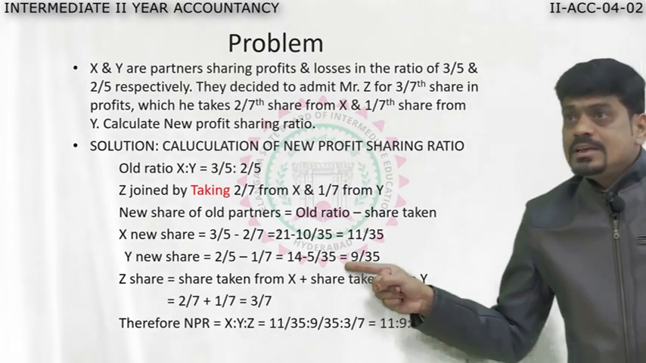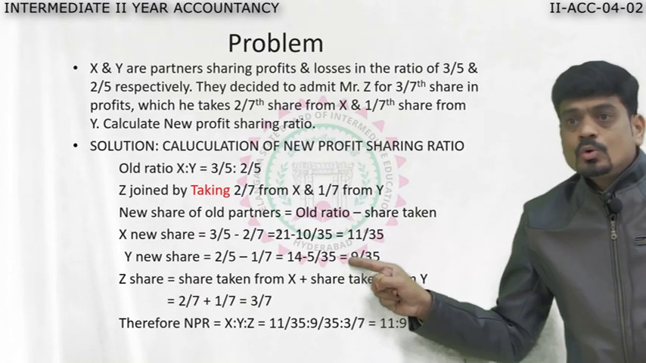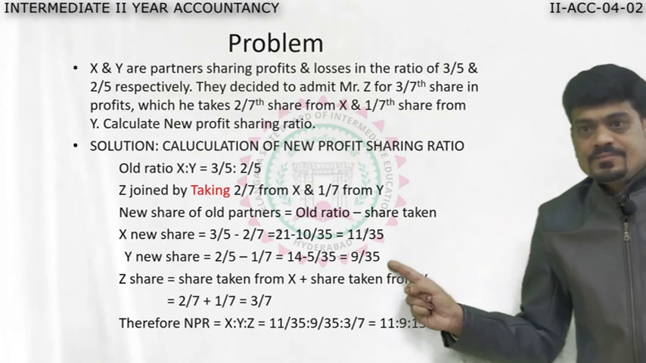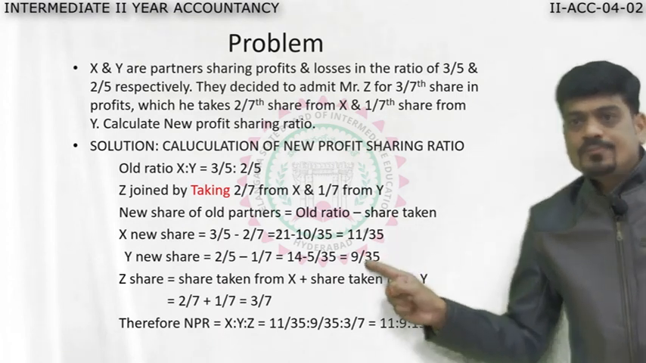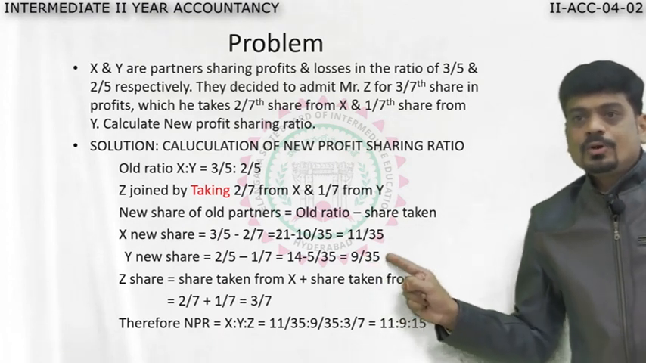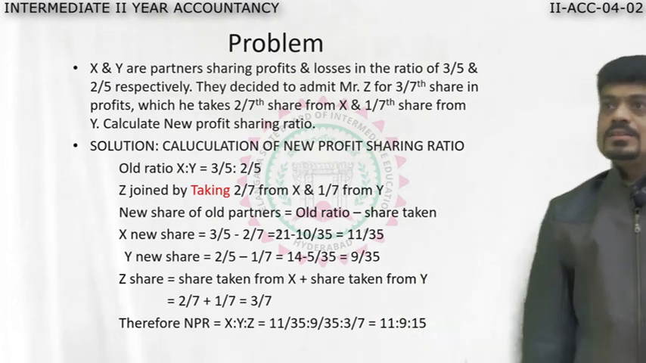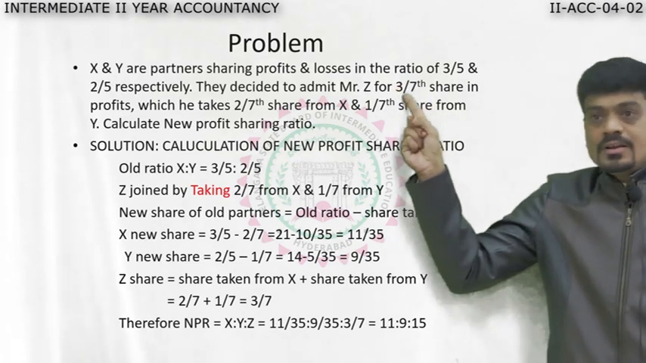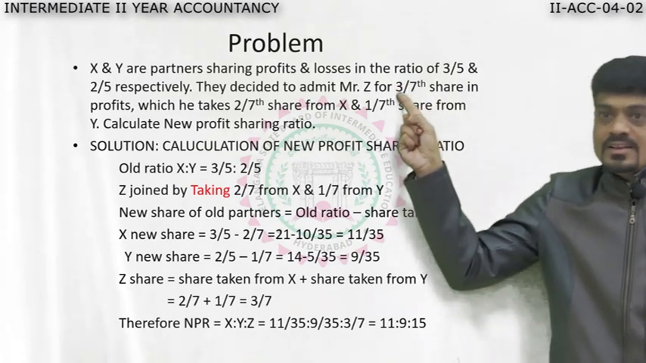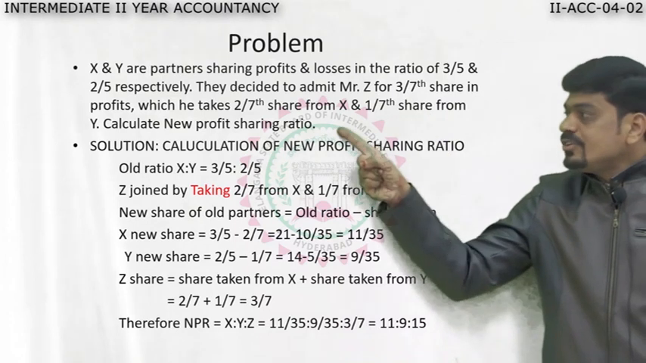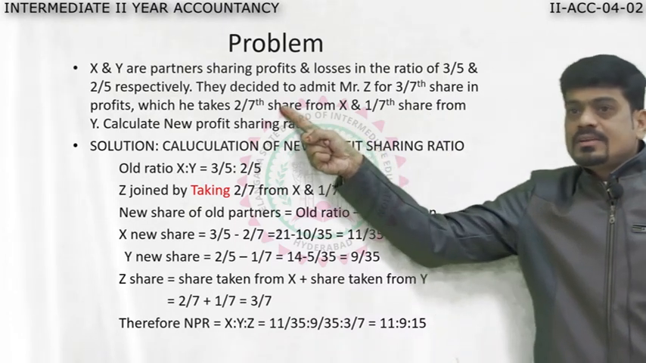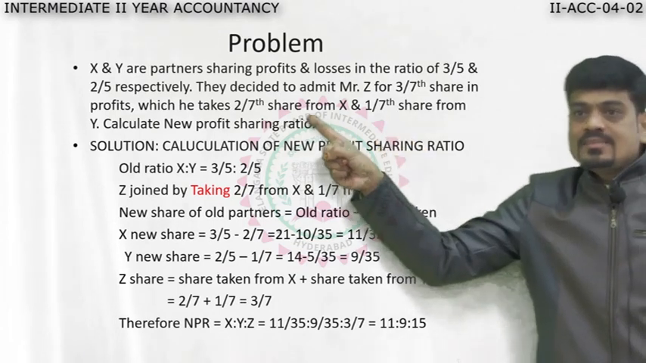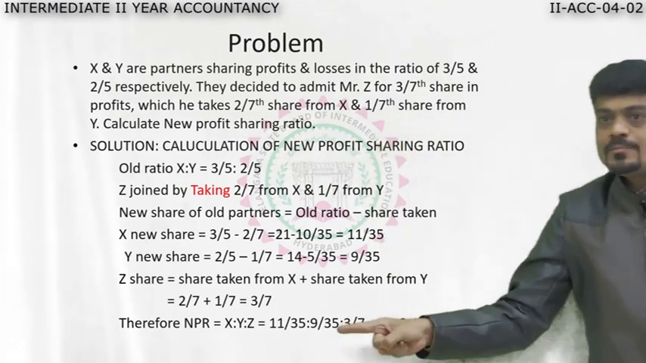Like that, even for Y we will do. 2/5 old share minus 1/7. Again LCM is 35. Cross multiply. 7 2s are 14, 5 1s are 5. So 14 minus 5 is 9. 9/35. Now already they gave Z share 3/7. But still, to have a satisfactory answer, we'll see. How much is taken from X? 2/7. How much is taken from Y? 1/7. So we'll add 2/7 plus 1/7. 2/7 plus 1/7 is what?